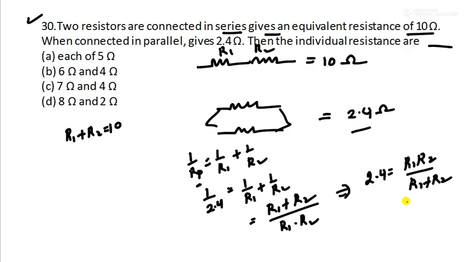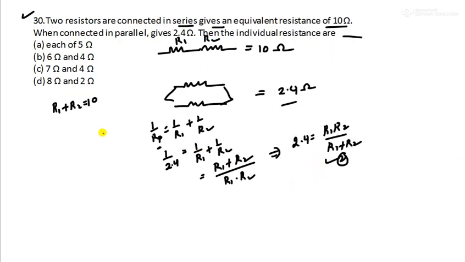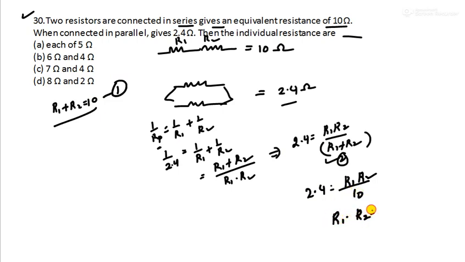Now consider the series equation as equation number 1 and this as equation number 2. Can we substitute R1 plus R2 as 10? So 2.4 is equal to R1 into R2 by 10. When we cross multiply, R1 into R2 is 24. So now we need two numbers such that when we add them we get 10, and when we multiply we get 24.